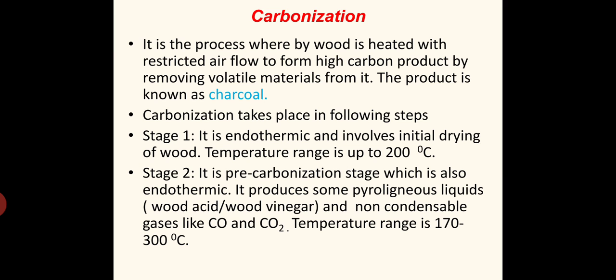Unlike direct combustion, in this process we are not providing excess oxygen, or we can say combustion is carried out in restricted airflow, so the oxygen availability is restricted during this carbonization process. It is the process whereby wood is heated with restricted airflow to form a high carbon product by removing the volatile materials from it. So by doing carbonization, we will be removing the volatile materials. What do you mean by volatile materials? Volatile materials are materials which can be vaporized on providing heat.